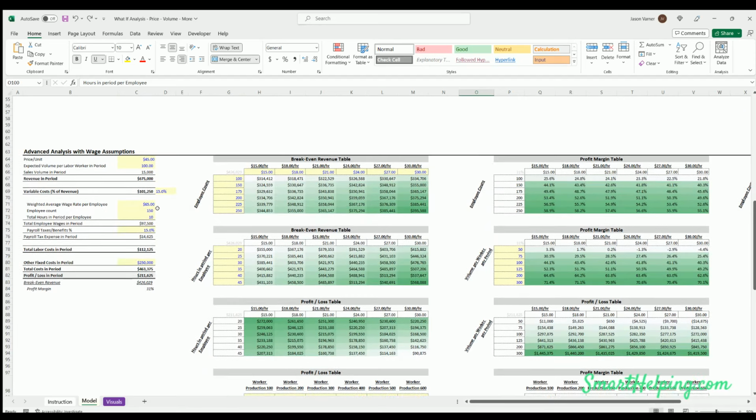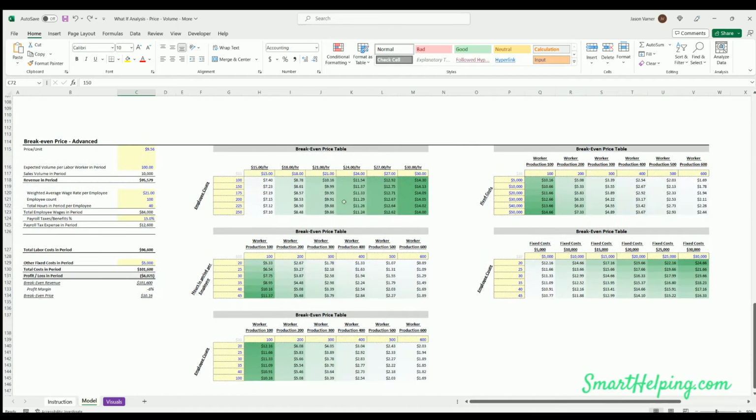So that's this table, and then you can adjust all these things, and then if the variable is being isolated, it will change if you're not targeting an isolated variable. This table is doing a very similar thing except we're solving for break-even price on all these 5 tables.